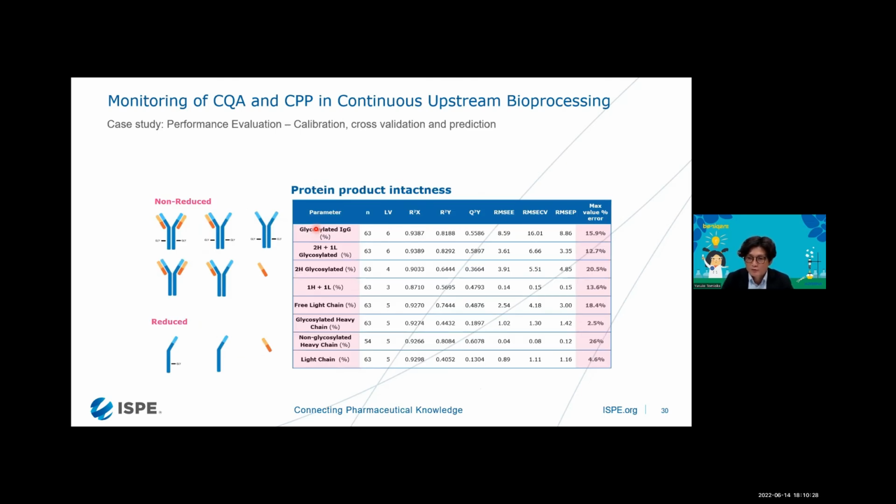We also evaluated the protein product intactness, meaning the protein state in the cell culture fluid. For this study, we also evaluated a total of 60 data sets and estimated each root mean square error. Some error values came to be over 10% and 20%. So I feel that monitoring product intactness is very challenging for Raman spectroscopy technology.